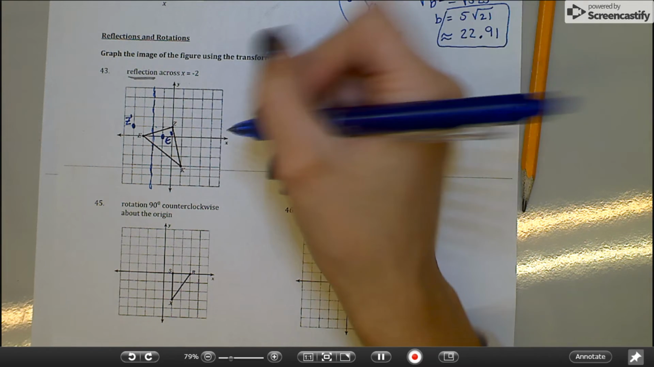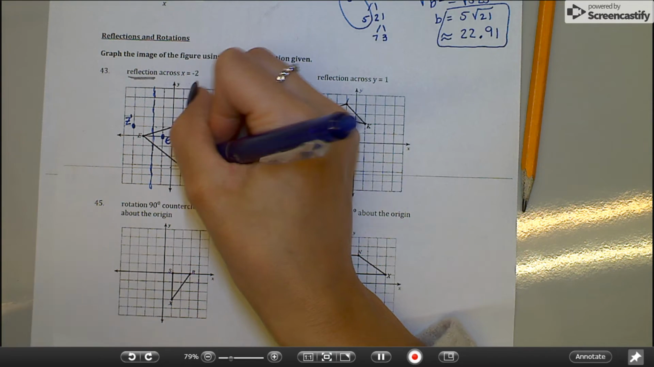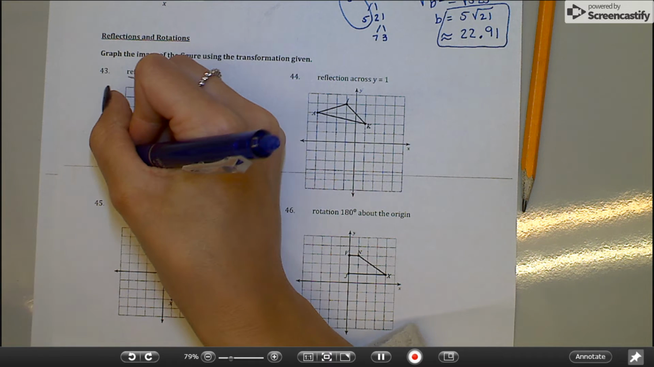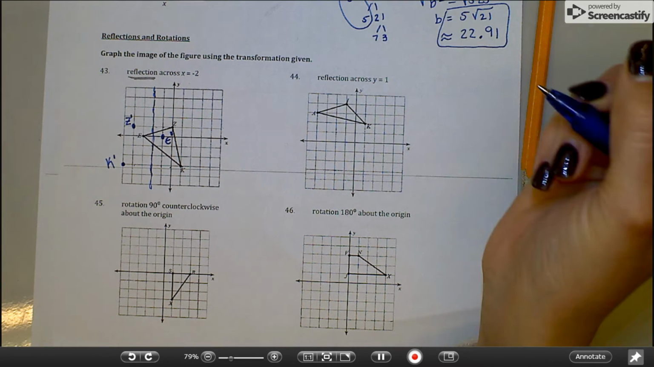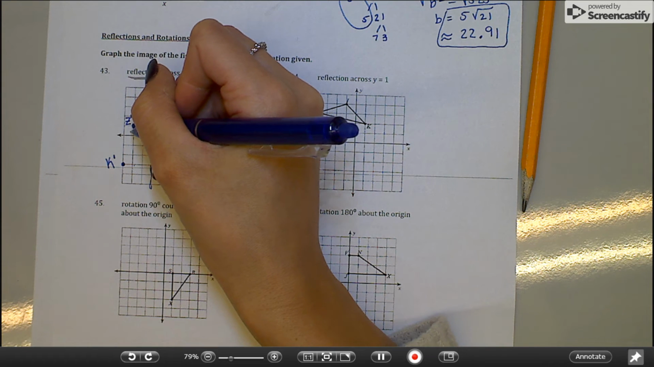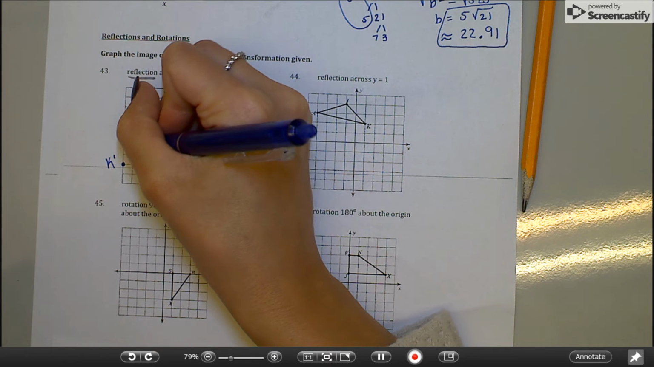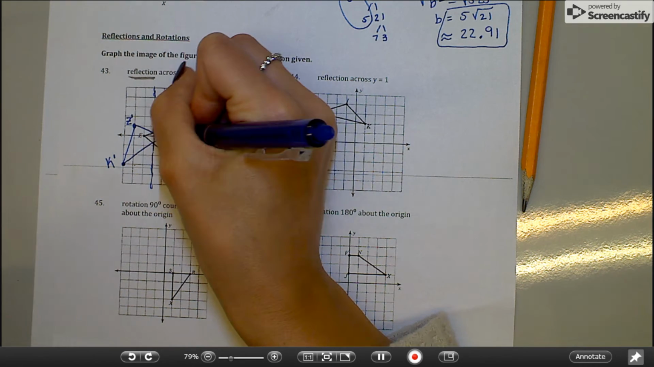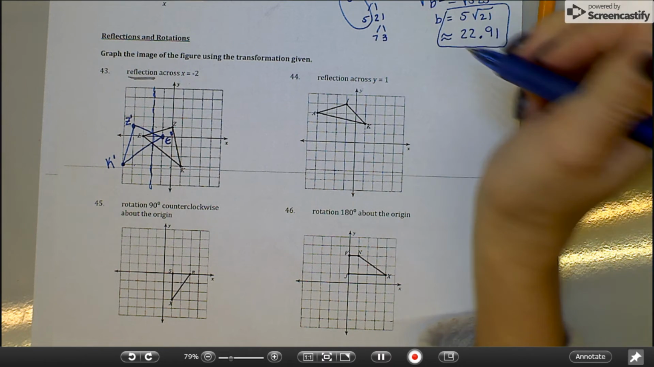And then last but not least, K is 1, 2, 3 units to the right, so it'll be 1, 2, 3 units to the left. And I'll mark it as K prime. Of course, this was a triangle before, so you're going to want to connect these points, preferably with a straight edge, to form your new triangle.